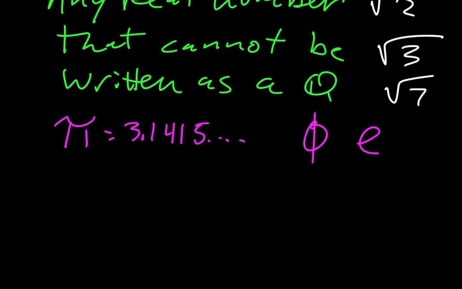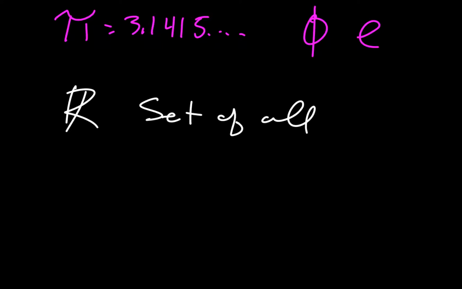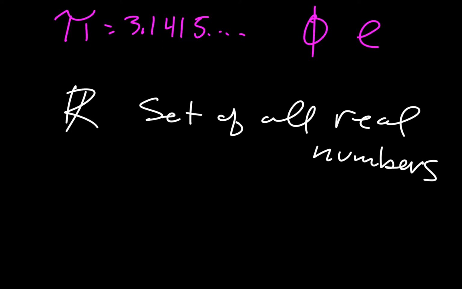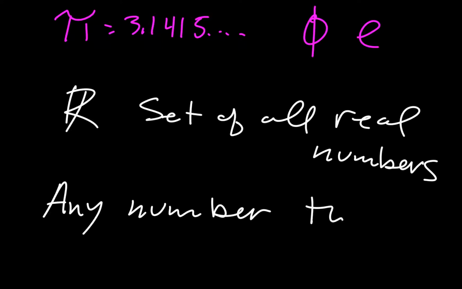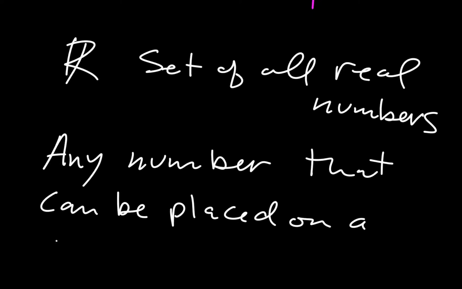And the last set that we're going to talk about is script R, which is the set of all real numbers. Any number that can be placed on a number line is how they choose to define that.